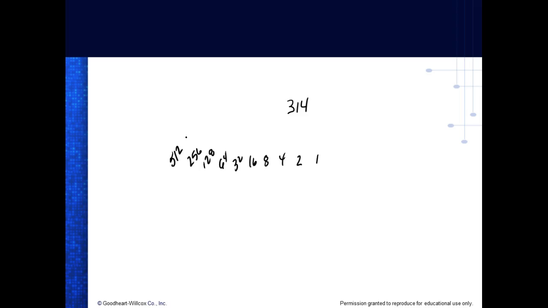What I'm going to do is figure out the largest thing I can subtract from 314. I can't subtract 512 from 314. So I'm going to put a 1 out here. I'm going to write down 314 and subtract 256. Can y'all subtract that without a calculator? Okay, so what do y'all got? 58.